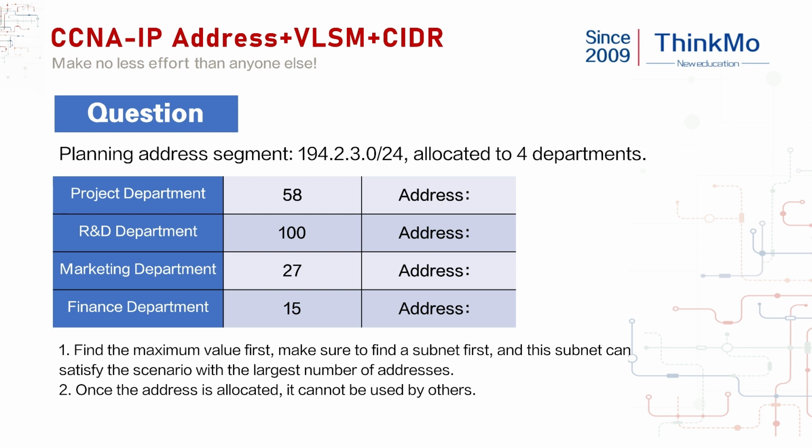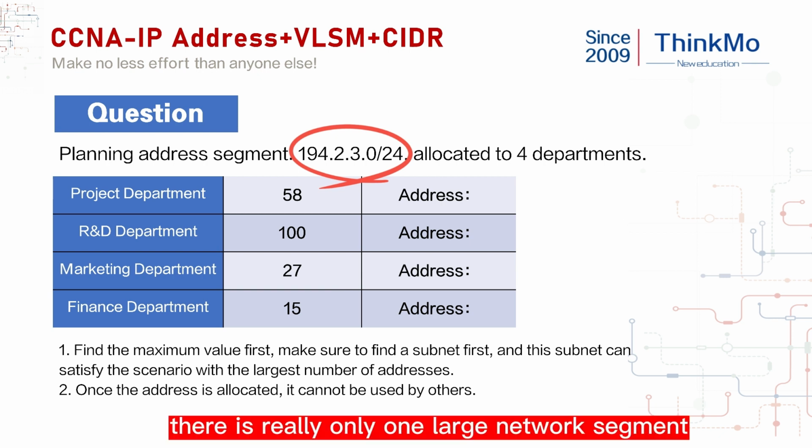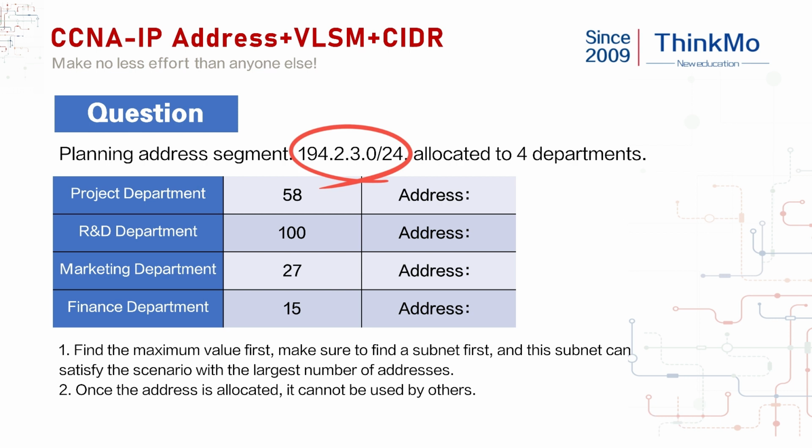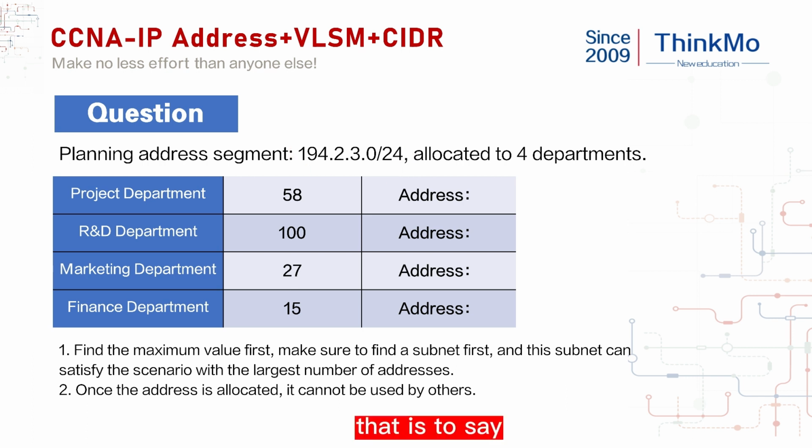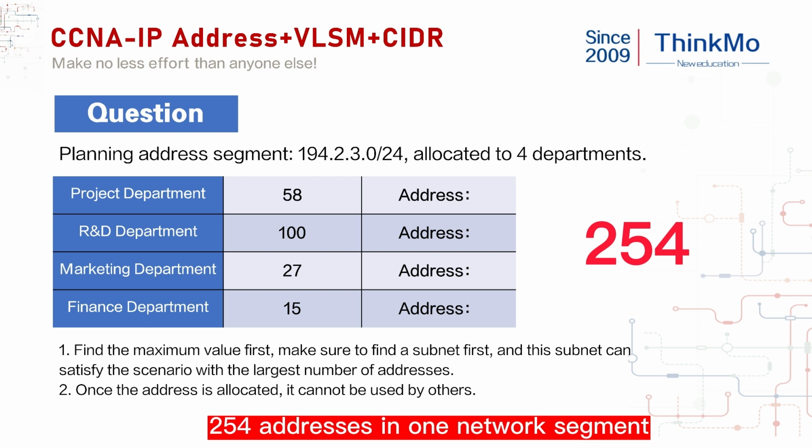But if you don't subnet, then by default these 254 addresses must be in one network segment. So now there is only one network segment, 254 addresses, 24-bit mask. There is really only one large network segment. It's called the 194.2.3.0 network segment. That is to say, the first three are fixed. This is the network bit. 254 addresses in one network segment, for R&D department use only, or only available to the marketing department. Other segments have no address.